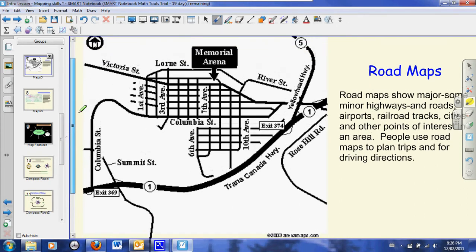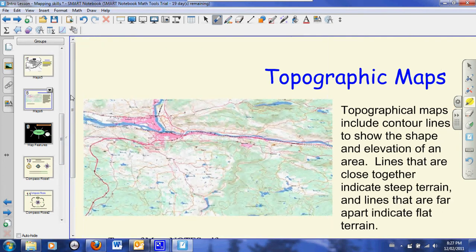Road maps are probably the thing that we're most familiar with, in that we use them most. Our parents would use those when we go on vacations to figure out where we're going. Road maps show most transportation links: airports, railway tracks, and of course roads. If you take a look at this map here, of course, you should recognize it. It is downtown Kamloops. And that's road maps.